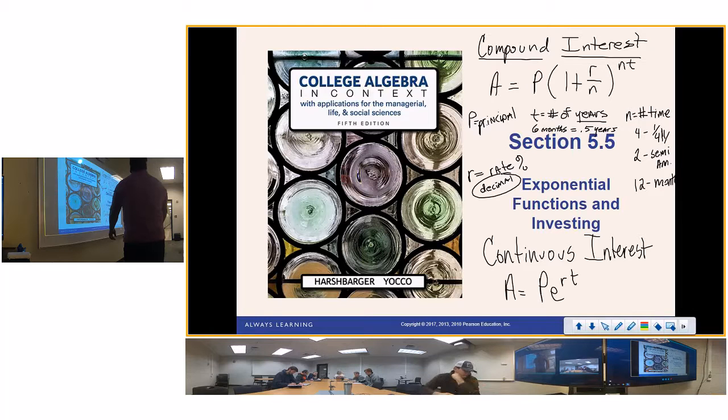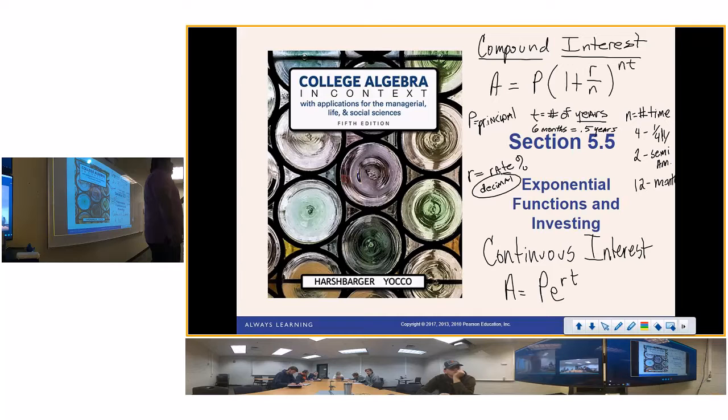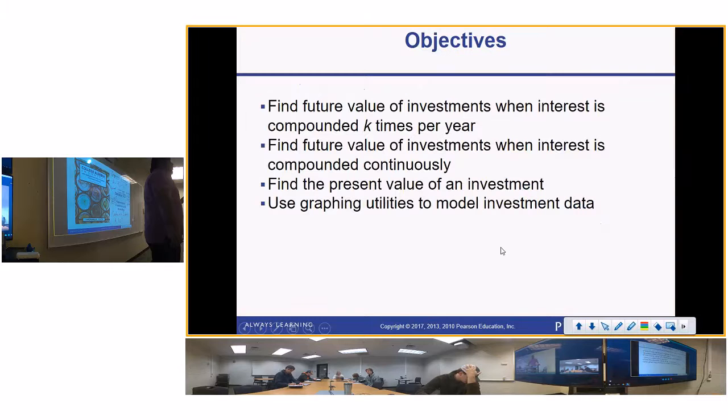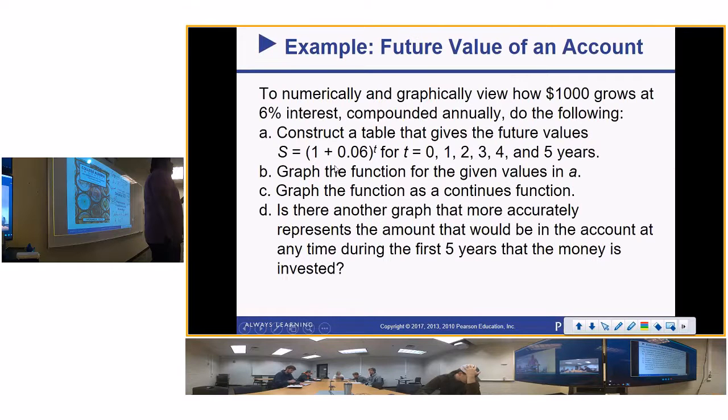Now, if I ask you any questions on a test, from this section, it's either going to be a plug and chug type question or a graphic type question. But most of your problems are going to come from those two formulas or the logarithmic inverse of those two formulas, whichever the case may be. And you're already seeing it right in this problem. To numerically and graphically view how $1,000 grows at 6% interest compounded annually.